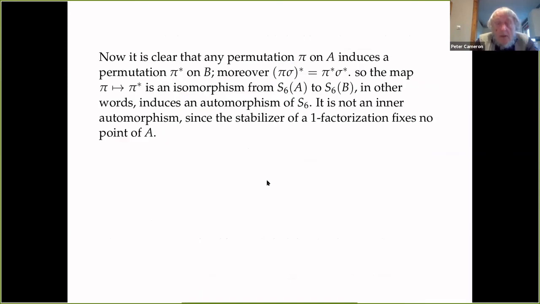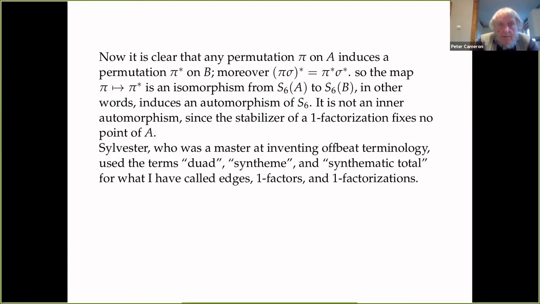And now this is an outer automorphism, because if you take a permutation of A, it will permute the elements of B, and composing permutations of A will compose the corresponding permutations of B. So we get an isomorphism from the symmetric group on A to the symmetric group on B. And this is an automorphism of S6, which is not an inner automorphism, because fixing a point and fixing a one factor are completely different things. And the stabilizer of a point doesn't fix a one factor or one factorization, or vice versa.